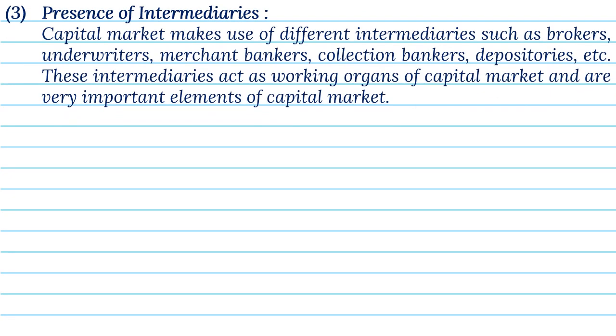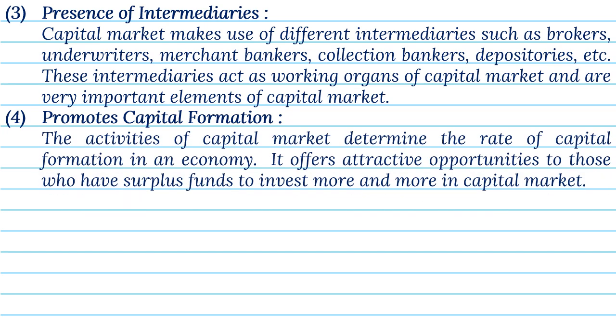3. Presence of intermediaries. Capital market makes use of different intermediaries, such as brokers, underwriters, merchant bankers, collection bankers, depositories, etc. These intermediaries act as working organs of capital market and are very important elements of capital market. 4. Promotes capital formation. The activities of capital market determine the rate of capital formation in an economy. It offers attractive opportunities to those who have surplus funds to invest more and more in capital market.